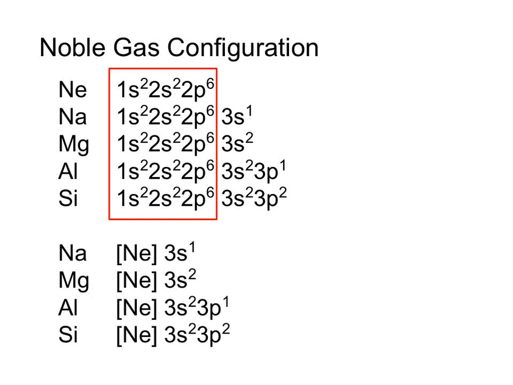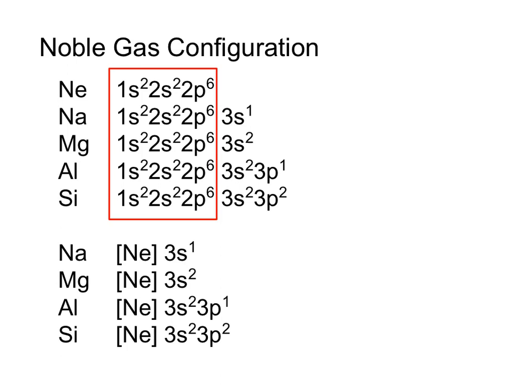And so the noble gas shortcut for those four elements would look like this. Remember that this stands for writing out 1s2, 2s2, 2p6. I just write neon in brackets, and then the rest of the configuration after that, and so forth. And so when using the noble gas configuration, you can go back to the noble gas that comes before the element and write that in brackets, and then write out the rest of the configuration from there.